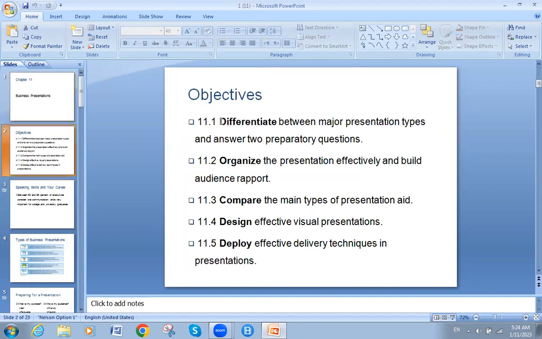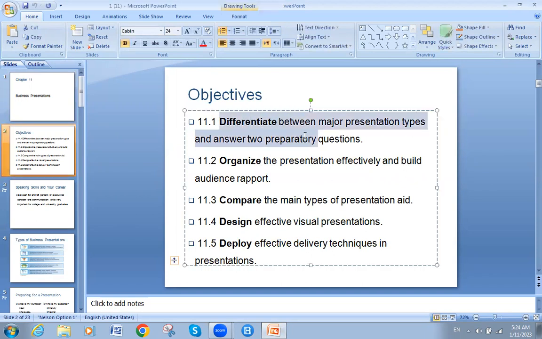In these PowerPoint slides, we differentiate between the major presentation types and answer preparatory questions, organize the presentation effectively and build audience rapport, complete the main types of presentation, design effective visual presentation, and deploy effective delivery techniques in presentation.